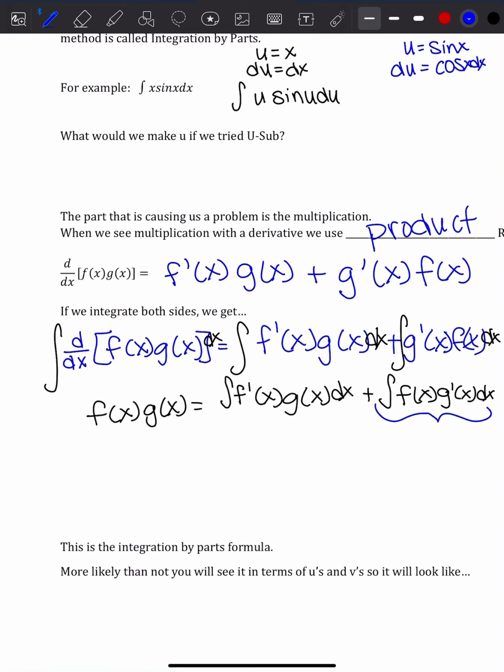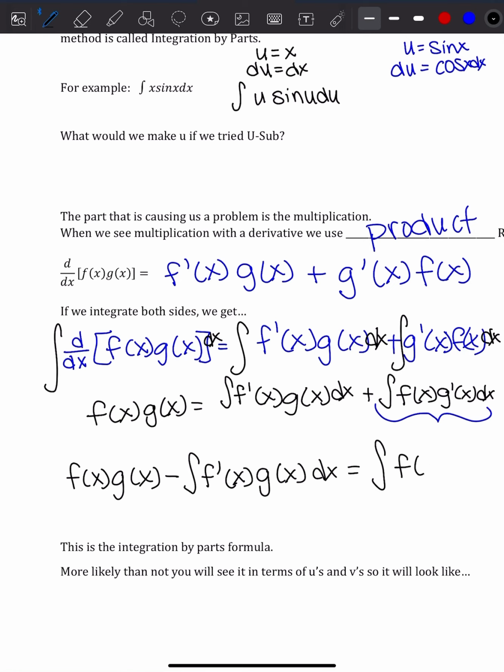So in order to do that, we are going to subtract the other integral, that integral of f prime of x times g of x, to the other side. In doing so, we have f of x times g of x minus the integral of f prime of x times g of x dx equals this other integral f of x times g prime of x dx. At its core, this doesn't look like it's going to be helping us that much, but what we've done is we've gotten rid of one integral. Hopefully the other integral we have to deal with is not too bad.